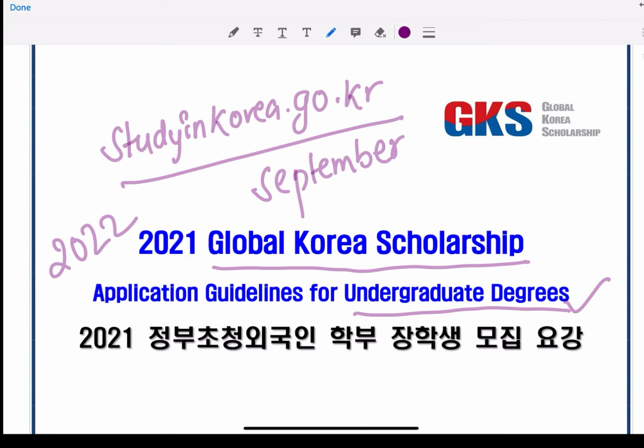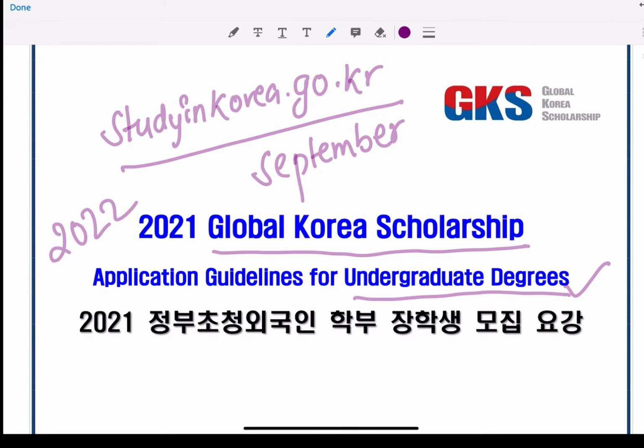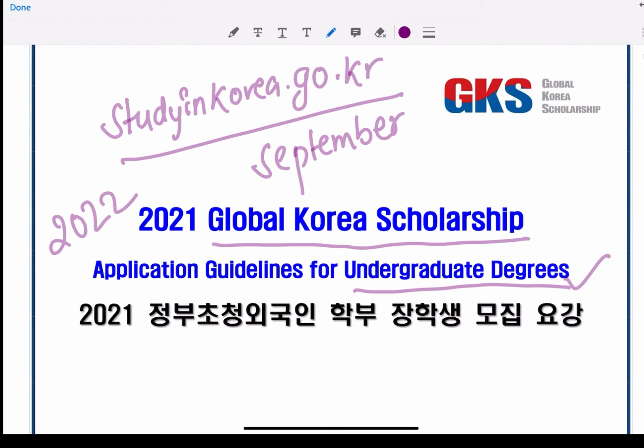But for now, to show you how the form can be filled, I downloaded this form from the Study in Korea website. I'm going to talk about the confusion students asked me about in my inbox, and I'll also show you what the application form looks like and how you can fill in each detail in the form.